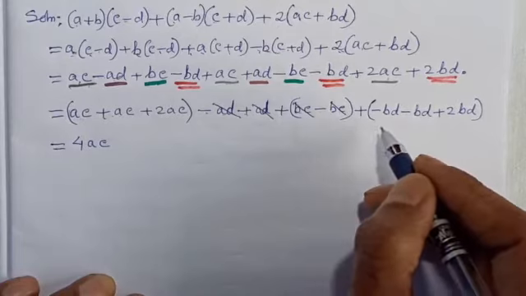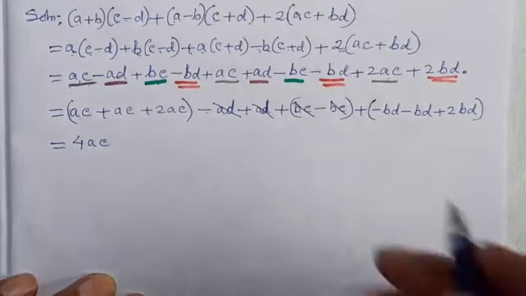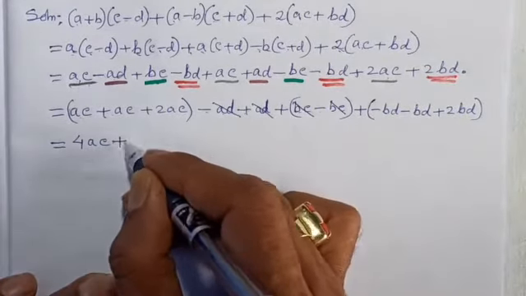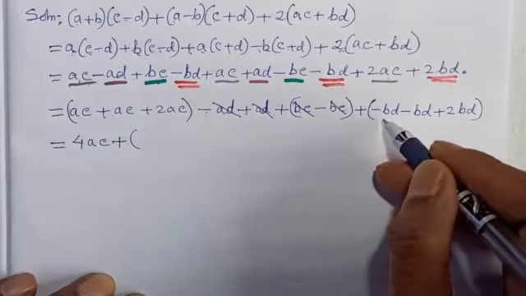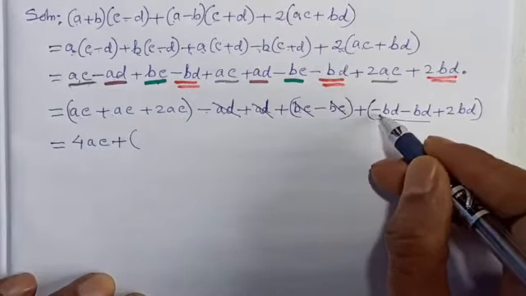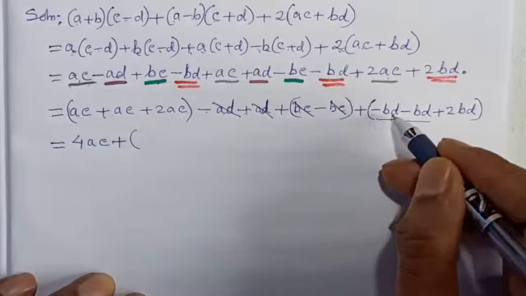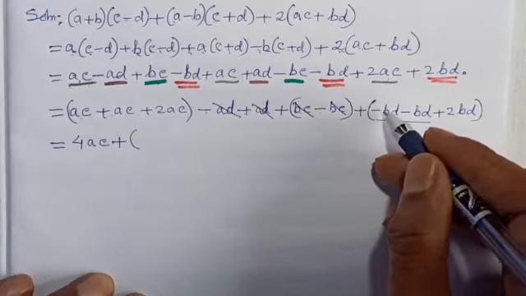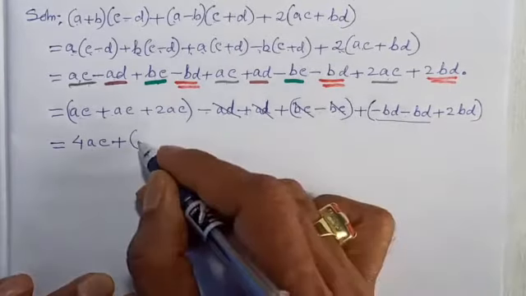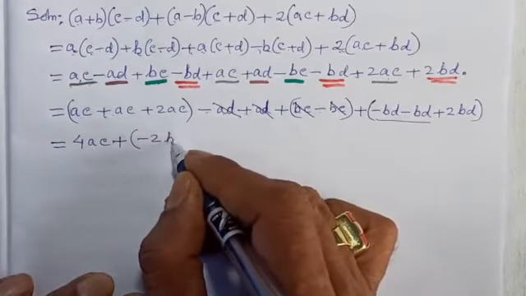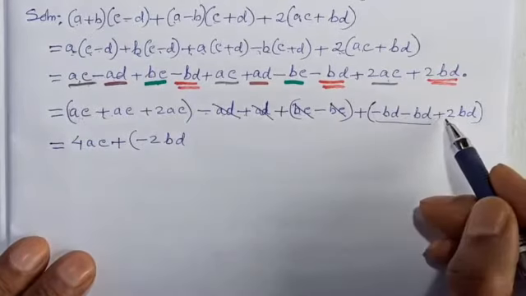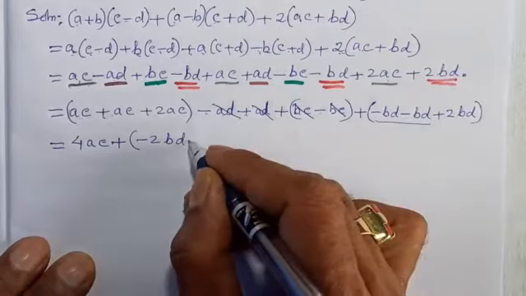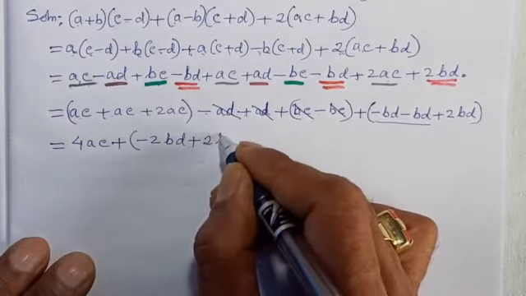Then next is, keep this plus sign. This minus BD and this minus BD, both the signs are equal, so same sign will add together. So minus BD, if we add together, here is 1, here is 1, so we'll get minus 2BD. Next is plus 2BD, plus 2BD.